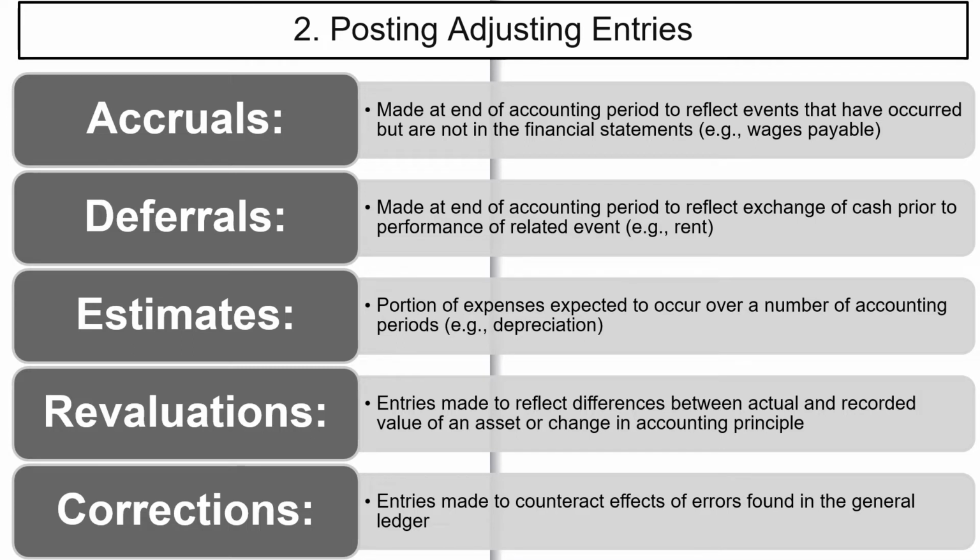Re-evaluation: the entries made to reflect differences between actual and recorded value of the assets, or changes in the accounting principles. Correction: entries made to counteract the effects of errors found in the general ledger. So all of these activities are made under the activity of posting adjusting entries.